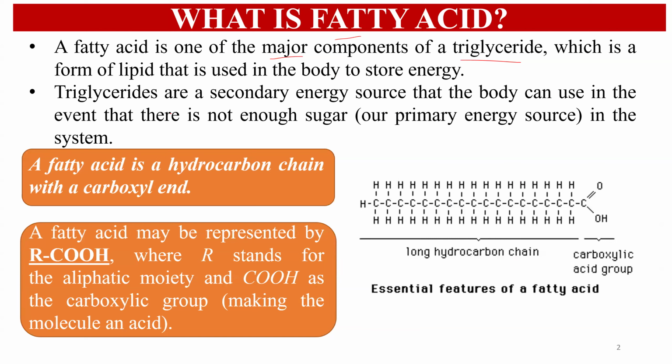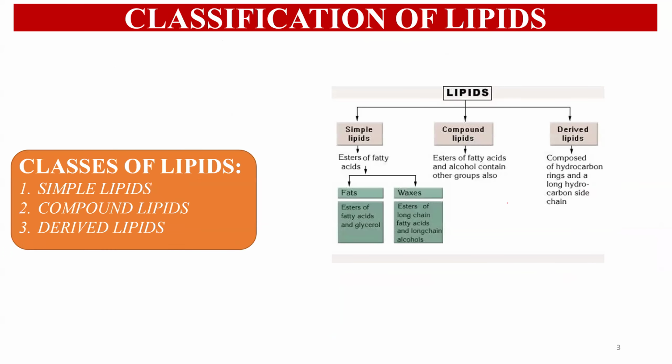And when we talk about a fatty acid, it is a hydrocarbon chain with a carboxyl end, which means that it has a long chain of hydrocarbons, as you can see here in the figure, and one end has a carboxylic acid attached to it. So whenever someone asks you what a fatty acid is, you'll say that it is a long hydrocarbon chain with a carboxyl end. That is the general feature of a fatty acid. Now let's see how exactly these contribute towards the formation of lipid molecules.